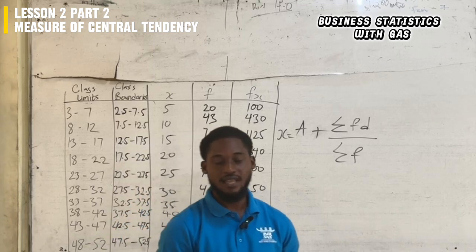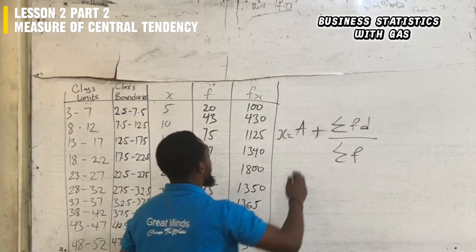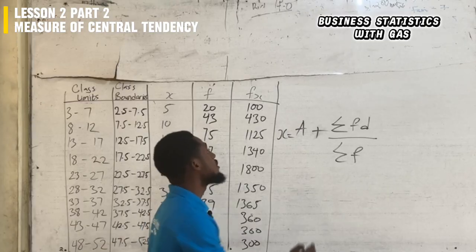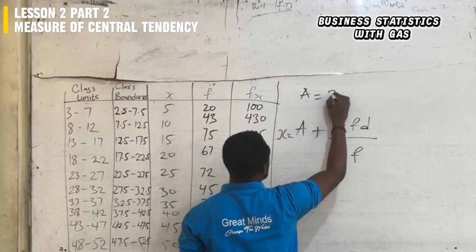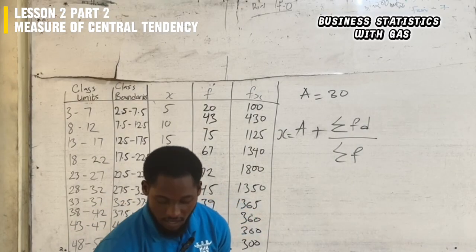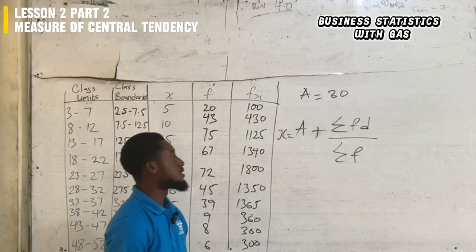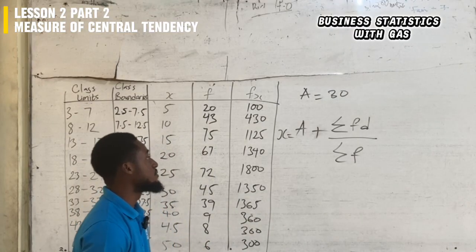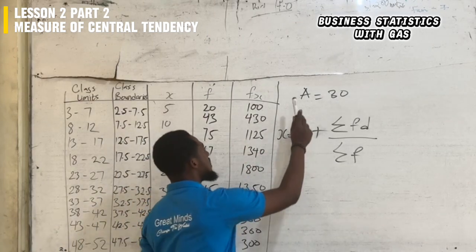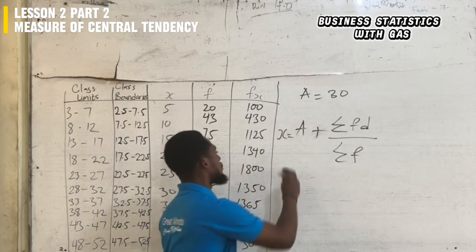But remember that whenever an assumed mean question is given to you, you are given an A. This A will be given to you. So now let's take our A to be 30. Wherever you see assumed mean, an A is given to you. So please write down the formula so that we proceed. If you are given a question and you see A, that means you will be calculating for assumed mean as well.